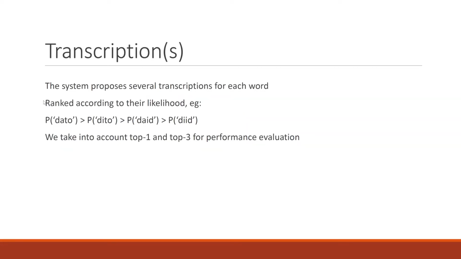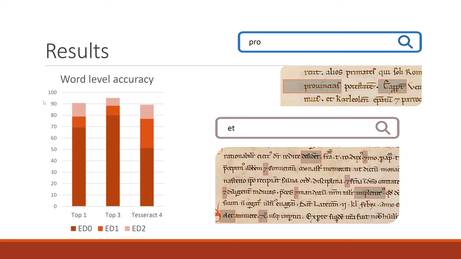What happens is that usually the correct word is higher because, for example, D-A-I-D or D-I-I-D are very unlikely in Latin. They do not occur, whereas dato is a word that does occur. And for evaluation, as you can see, we don't have only one transcription. We have many transcriptions that the system produces. And so we can take into account only the first one, the best ranked, but we can also take into account, for example, the first 3.